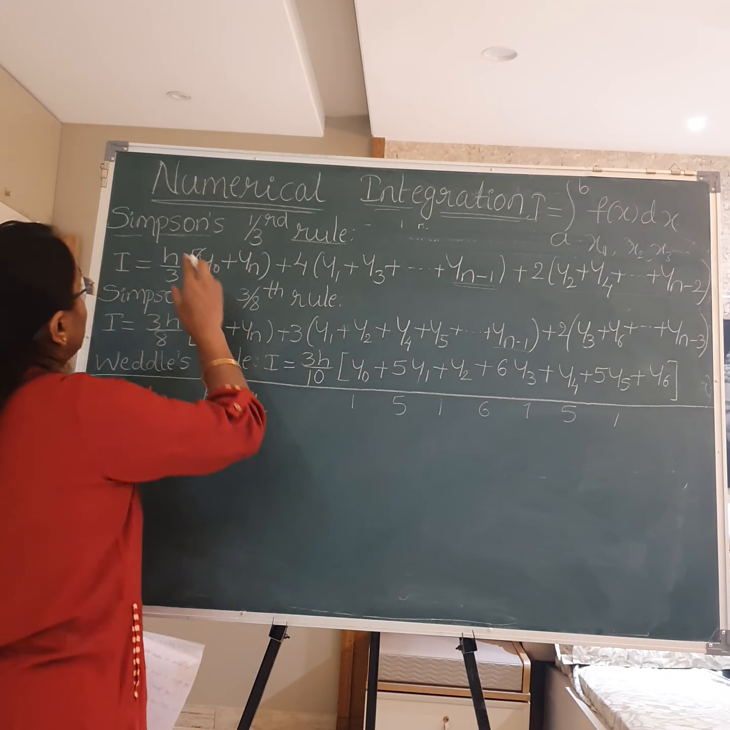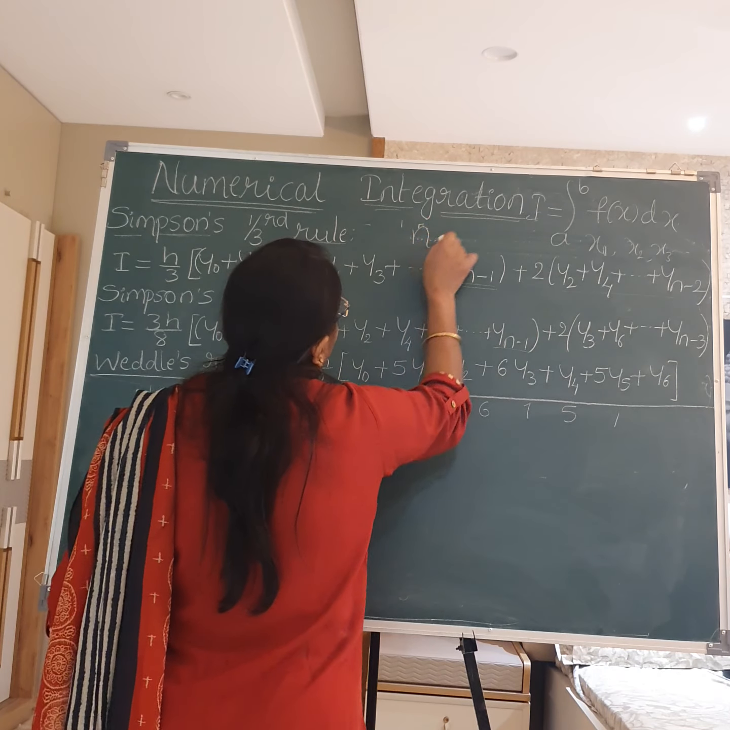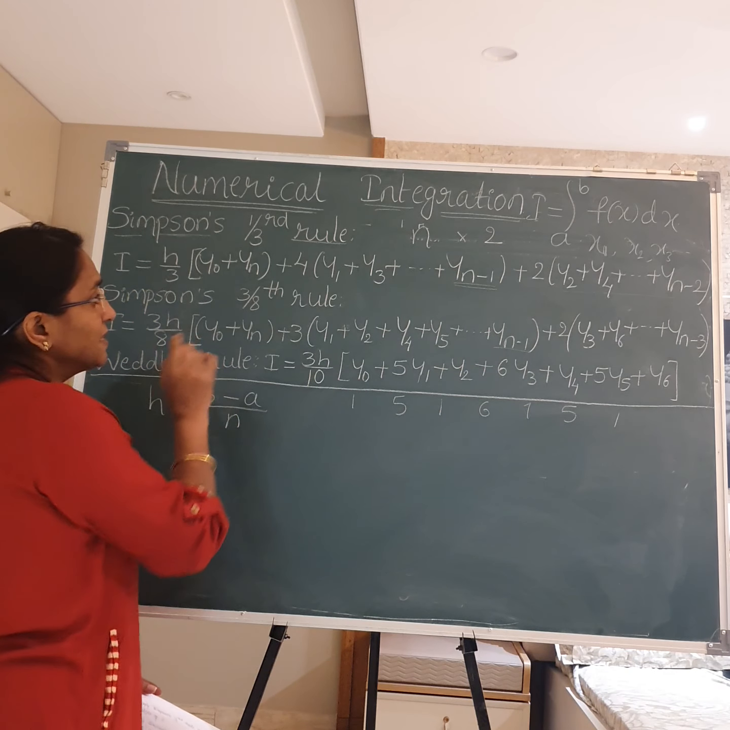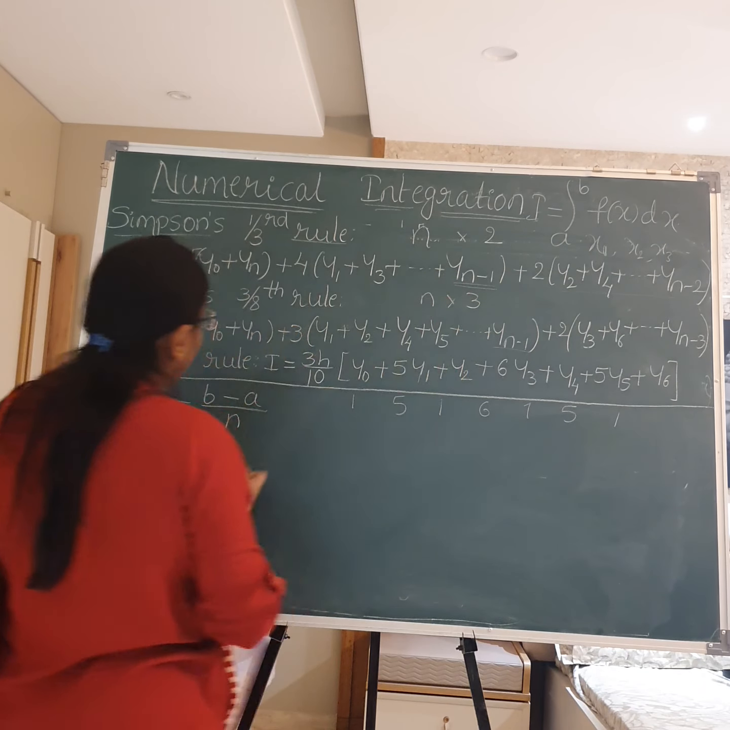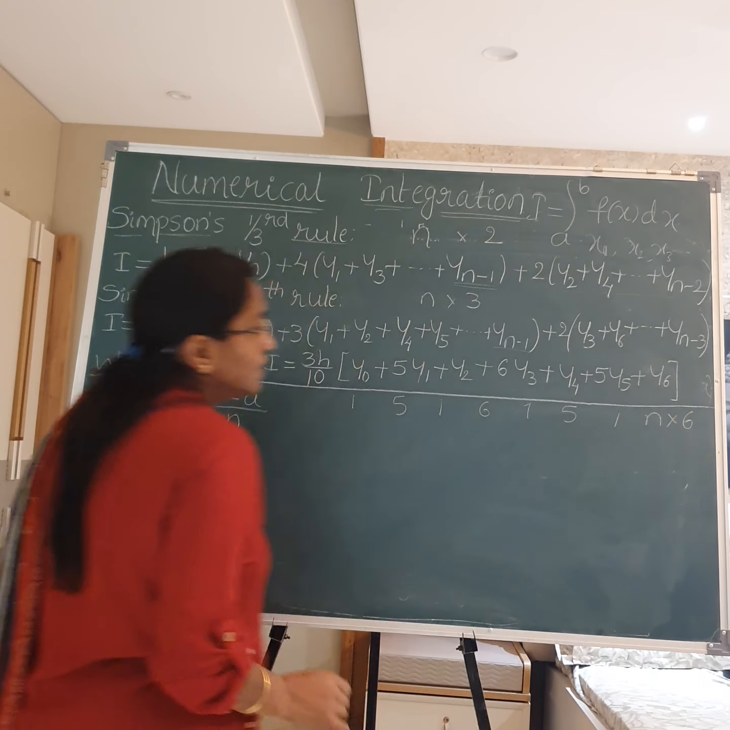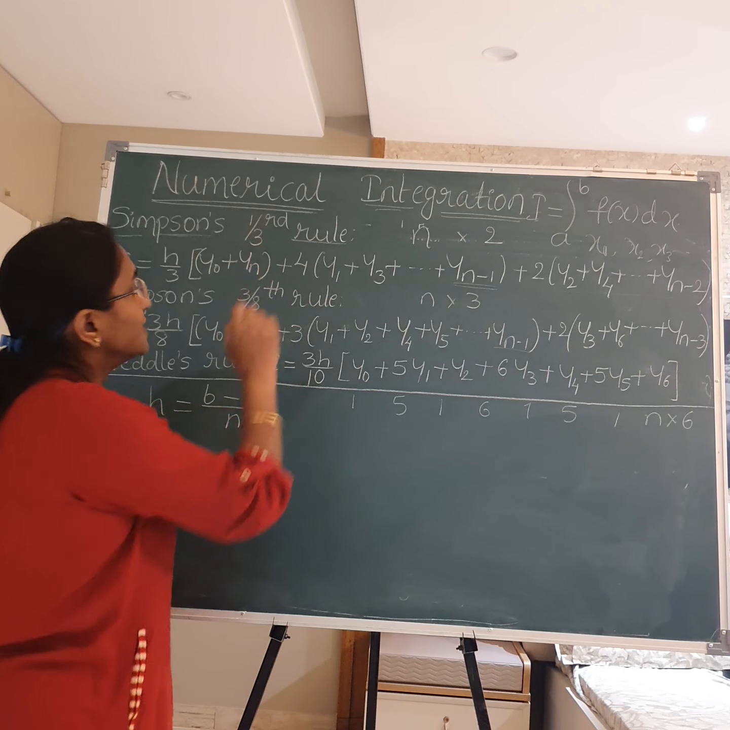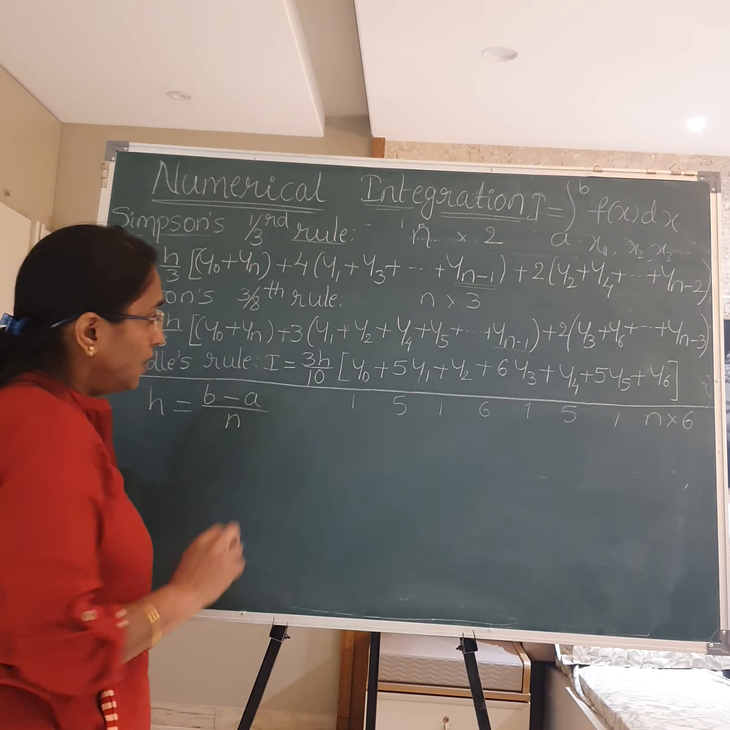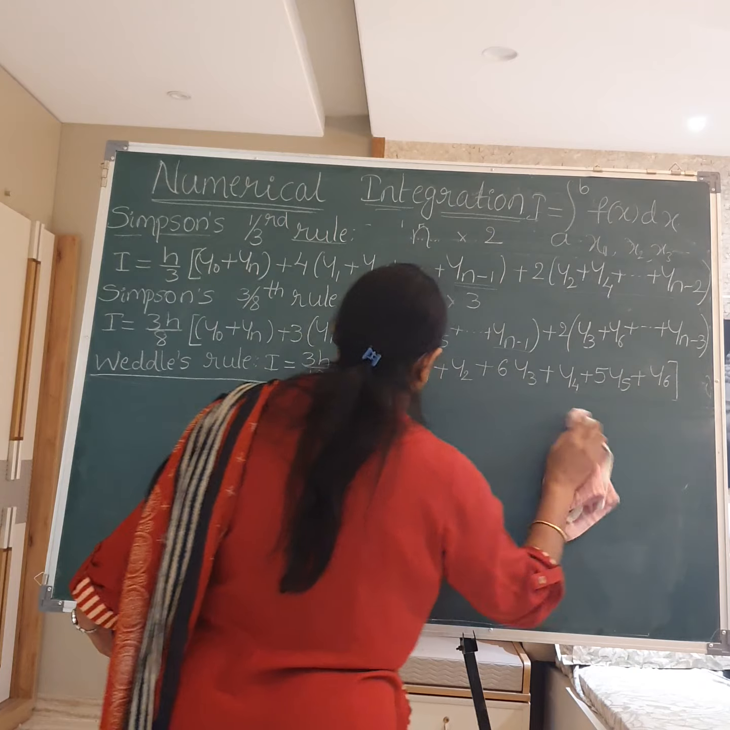Now, Simpson's 1/3 rule is applied when n is a multiple of 2. Simpson's 3/8 rule is applied when n is a multiple of 3. Weddle's rule is applied when n is a multiple of 6. So if it is a multiple of 6, then we can use either Simpson's 1/3 rule, 3/8 rule or Weddle's rule. Now we will solve examples based on these three methods.